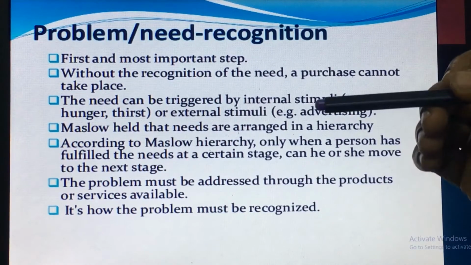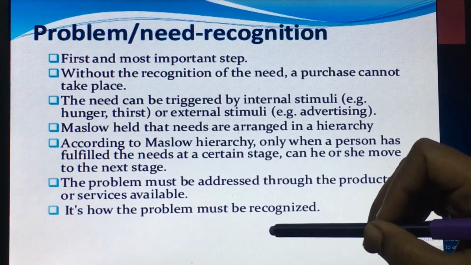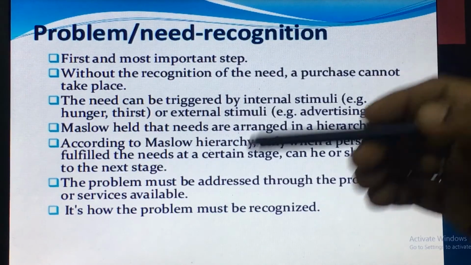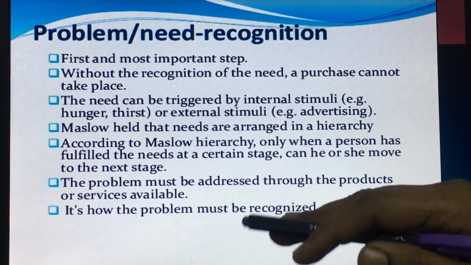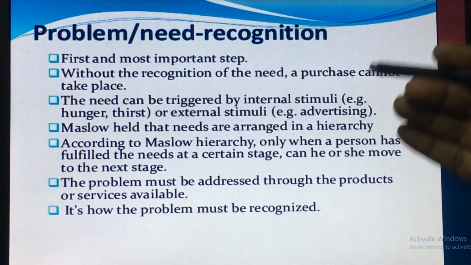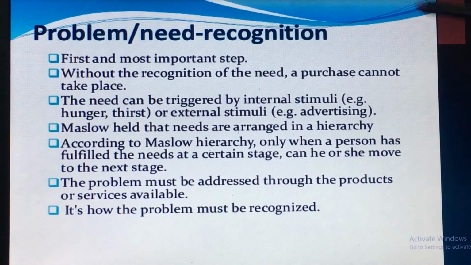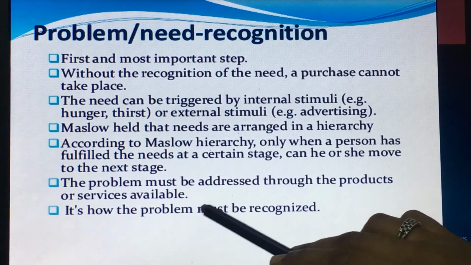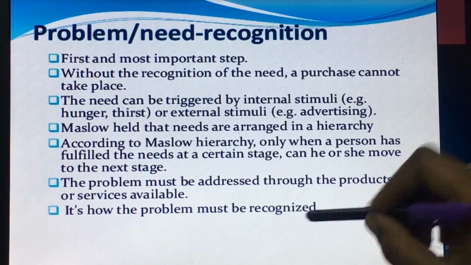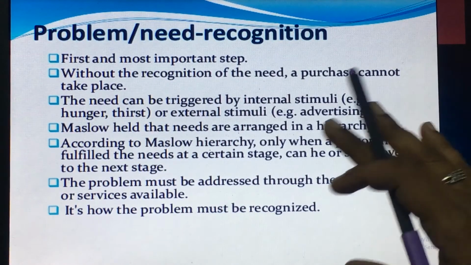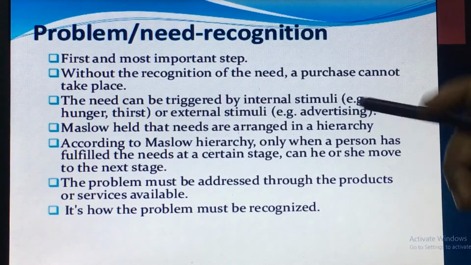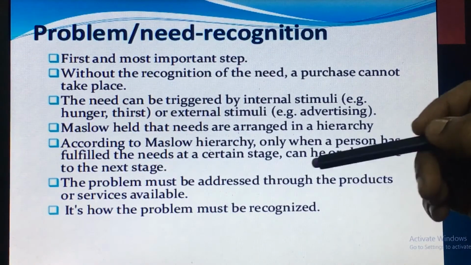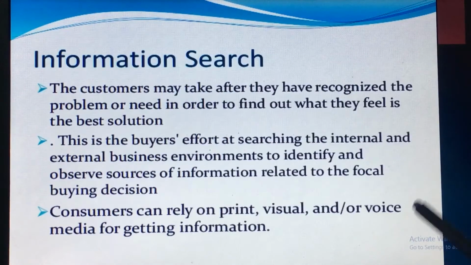So the customer, after fulfilling his physiological need, moves to the next stage, that is safety needs. So step by step, after fulfilling his basic needs, the consumer moves to the next level of his needs. The problem must be addressed through the product or service available. That is how the problem must be recognized. So from this whole content, we conclude that at the first stage, the consumer is going to analyze his need.